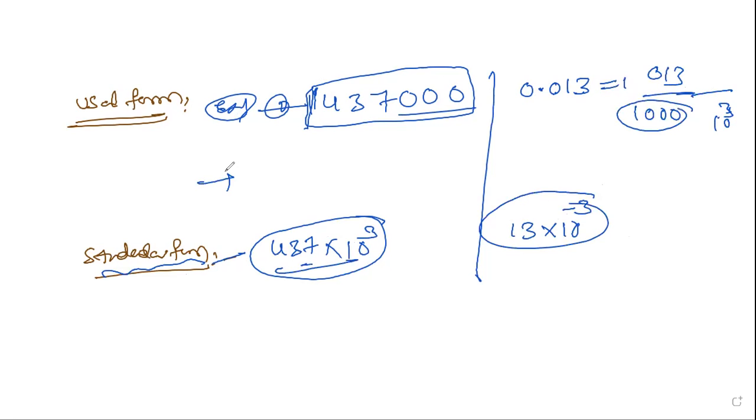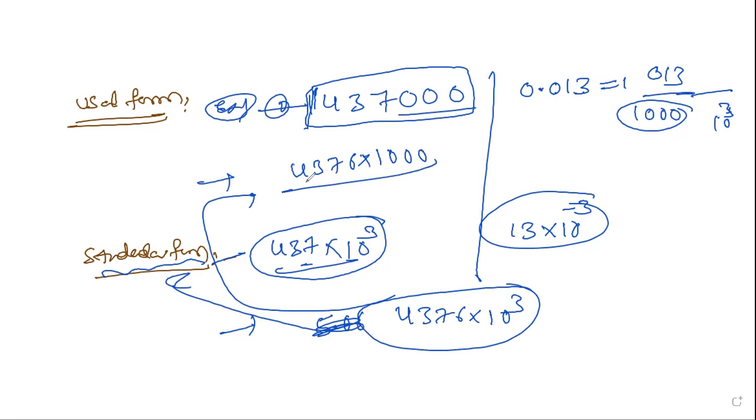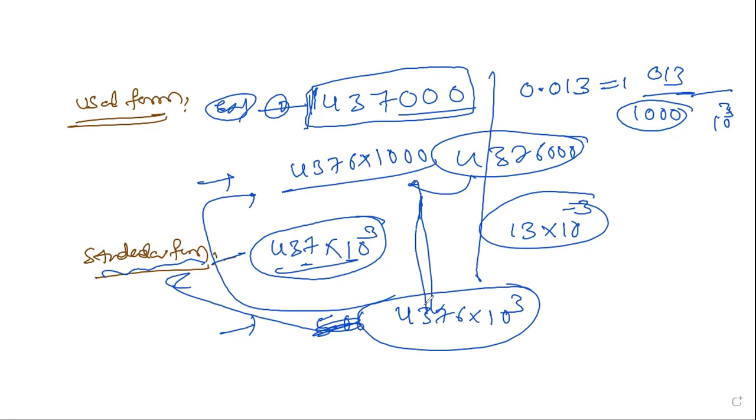Still clear? Any doubt? Some people will use the standard form first, if they simply mention 5.06. They don't write like this, they will write another way: 43,767 into 10 power 3. This is a standard form. To convert it to usual form, what you have to do? 43,76 into, we have to write the zeros, 1,000 you multiply. You'll get the answer 4376000. So this is a standard form to usual form. This is usual form to standard form.